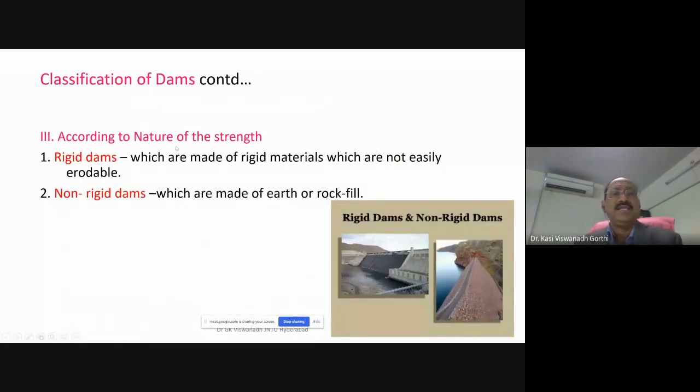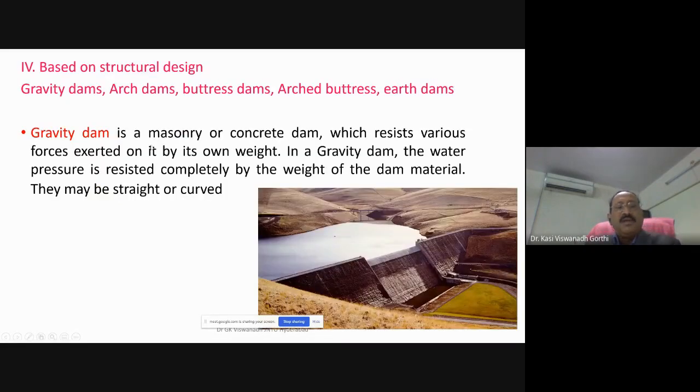The third category is based on the strength. The dams are rigid and non-rigid dams. A rigid dam is made up of rigid material, which is not easily erodable, so it is permanent in nature. A non-rigid dam will be maybe earth or rock fill, maybe temporary in nature. The fourth category is based on the structural design. The dams are classified as gravity dam, arch dam, buttress dam, arched buttress dam, or earth dam.